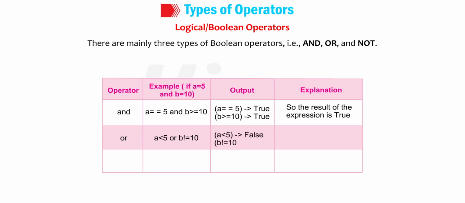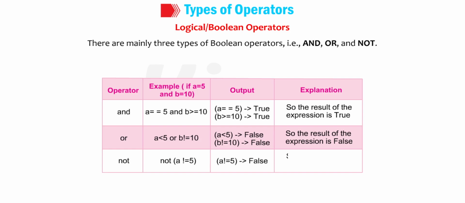B not equal to 10, false. So the result of the expression is false. Not. A not equal to 5. A not equal to 5, false. So the result of the expression is true.